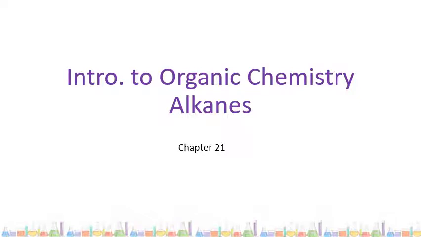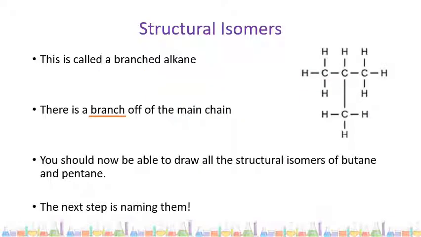We're still on chapter 21, the first section of it, which is our introduction to organic chemistry, and we're going to go a little bit deeper into alkanes today. In the last lesson we looked at structural isomers, so you should now be able to draw the isomers of butane and pentane, and in this lesson we're going to look at naming them.